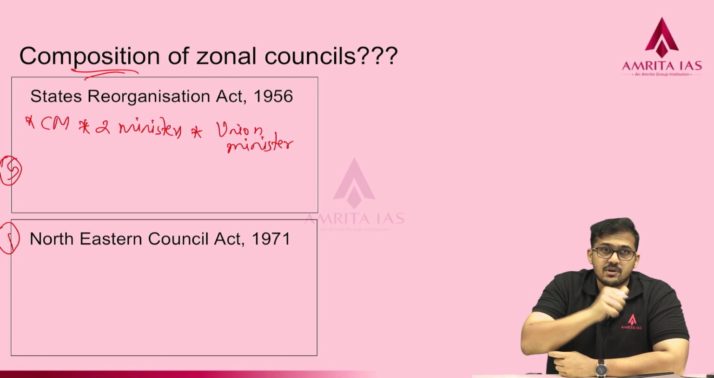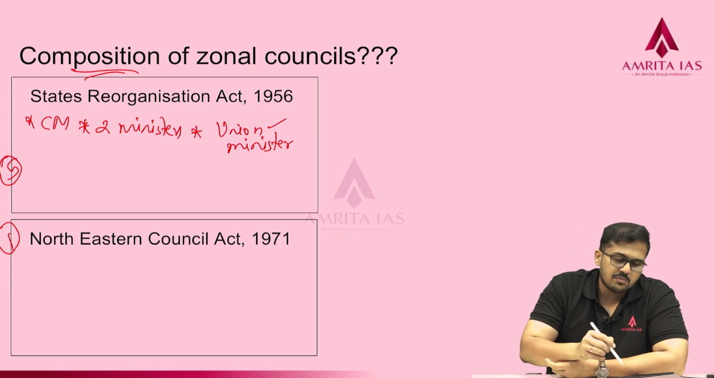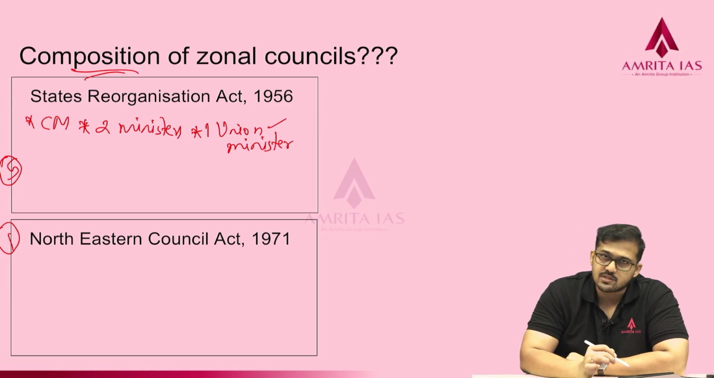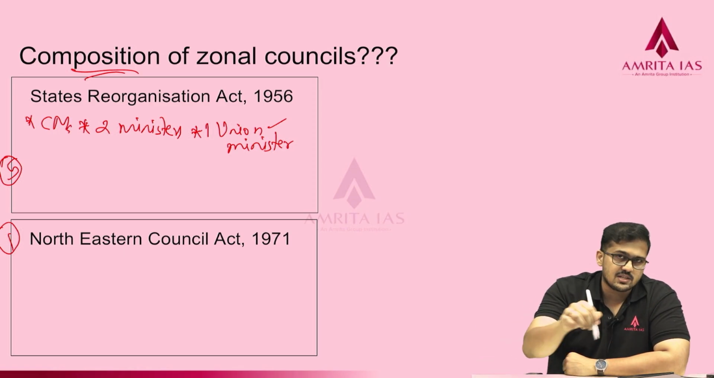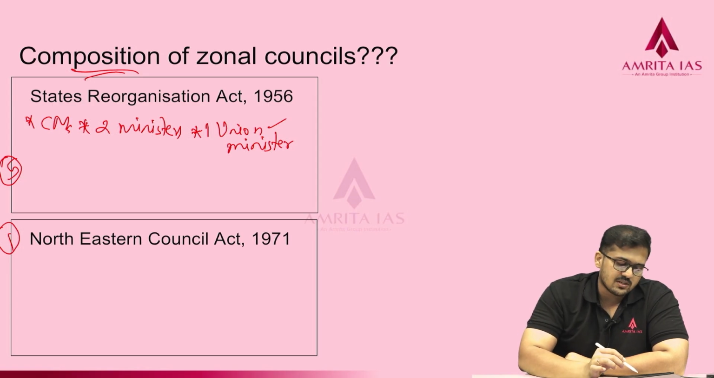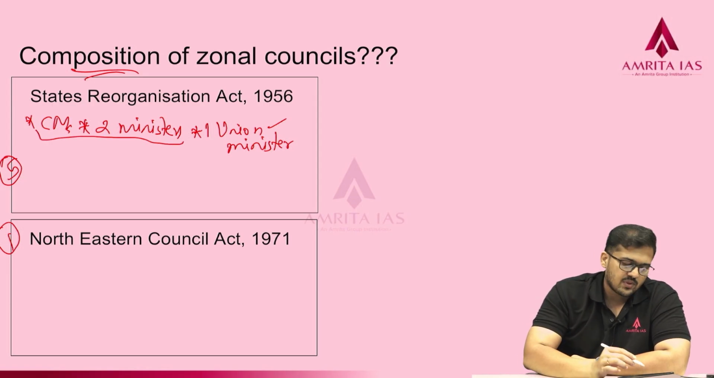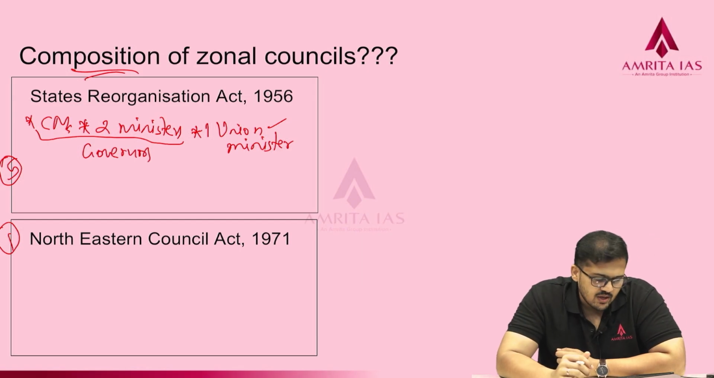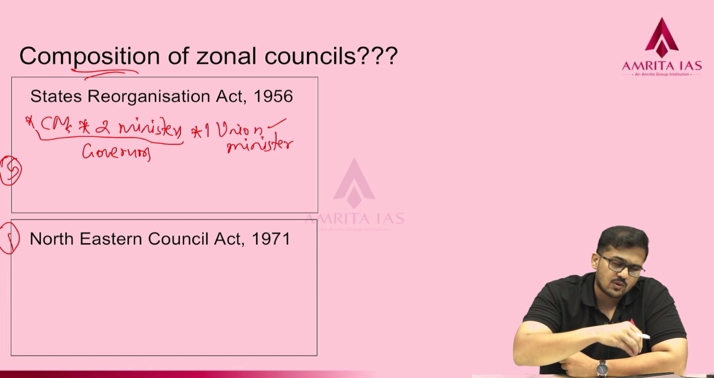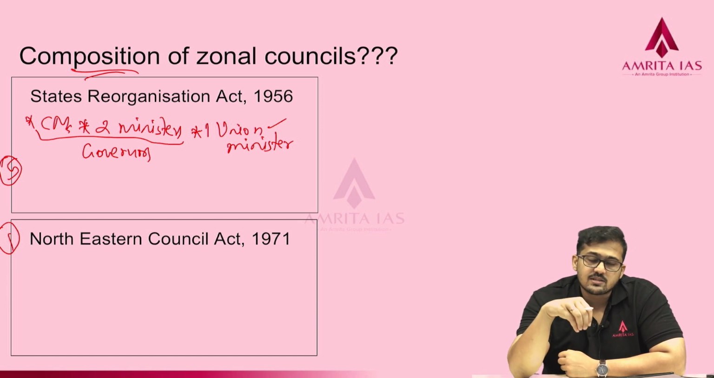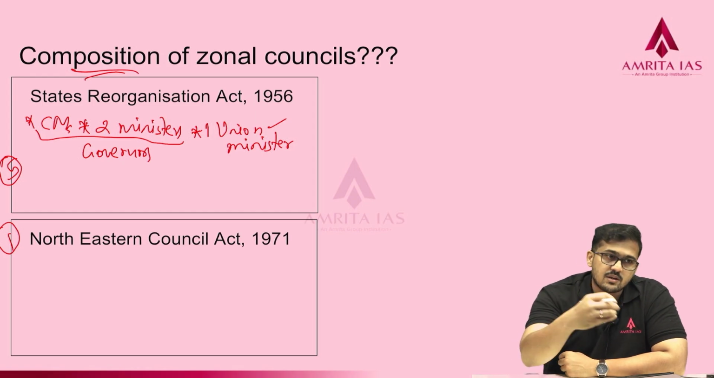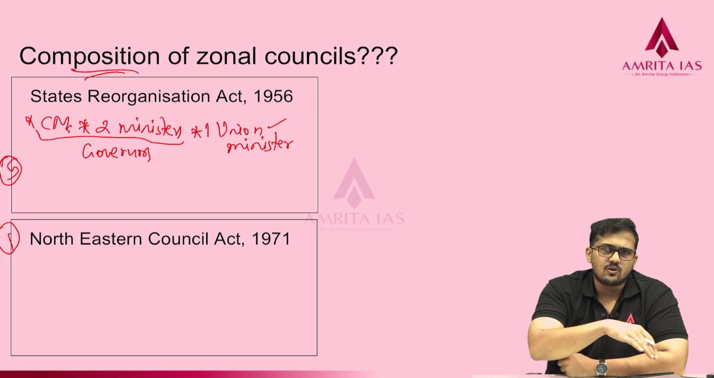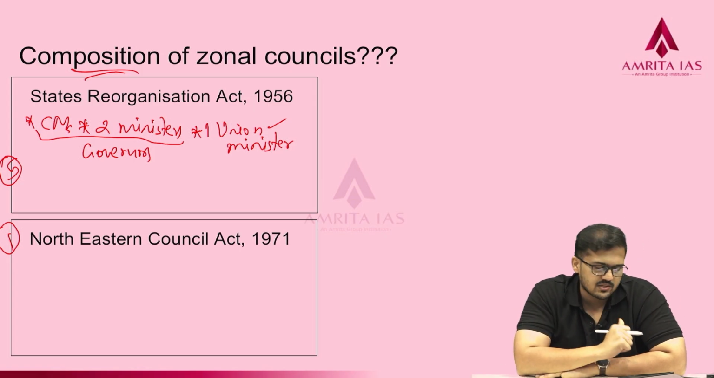So, these are the members of the council, which includes one union minister nominated by the President of India, the chief ministers of all the states present in the particular zone, then 2 ministers from each state, and the CM and the ministers will be nominated by the governors of the state. Obviously, that is obvious there. So, these are the members of the zonal council. Then the zonal councils will also get the support of the secretariat, which comprises the chief secretaries from each state, and the representatives from the Niti Aayog. So, all such permanent executive will also be present.